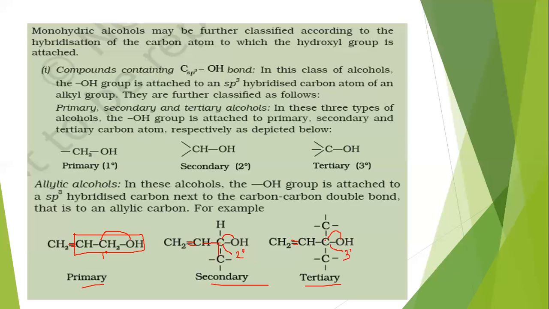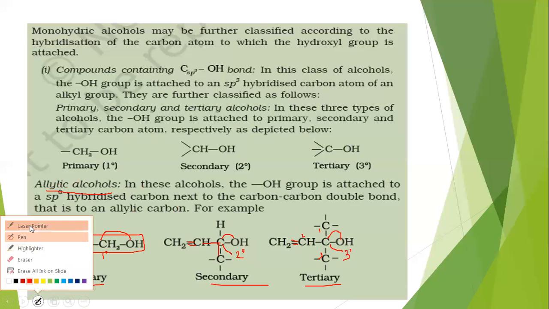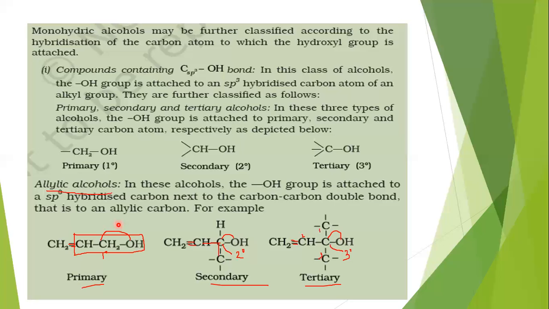Tertiary carbon, because this is bonded to first carbon, this is second carbon, this is third carbon. Okay, so this is tertiary one. So this is allylic alcohols. So what is in this allylic alcohols then? OH is attached to the carbon next to the double bonded carbon, the carbon-carbon double bond. Okay.